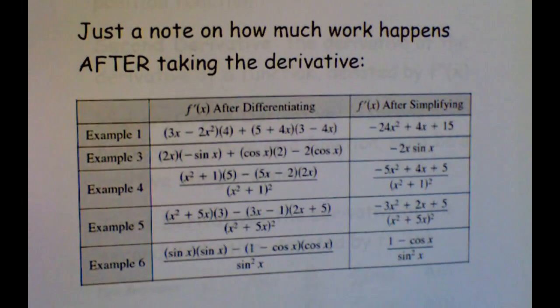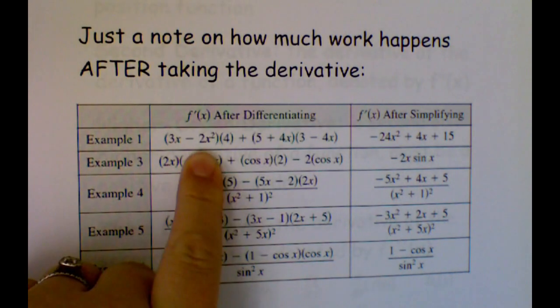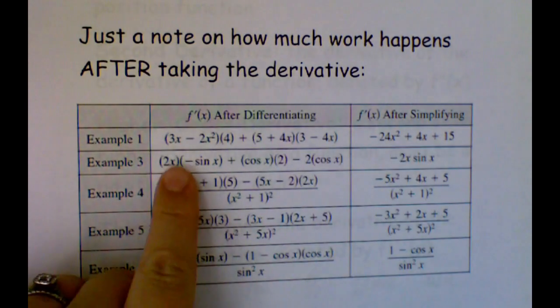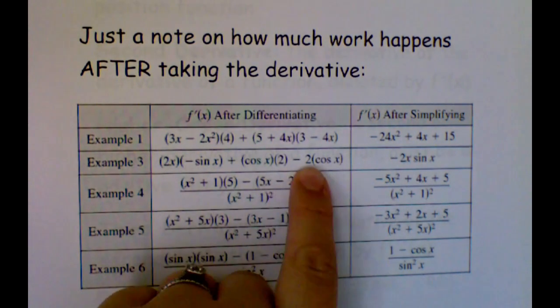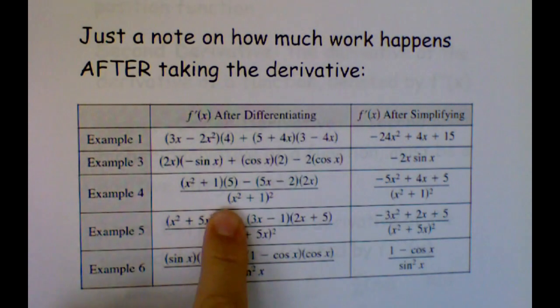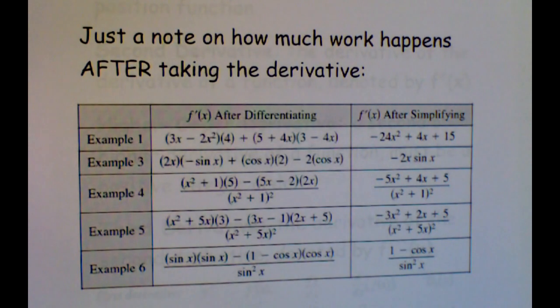So this is just a quick note about how much work happens after taking the derivative. In our first example, we took the derivative and then we had to do all the work to simplify it. In this example, we take the derivative real quick, but then we do all the work to simplify it. The derivatives aren't usually the hard part. It's the simplification that people run into their mistakes on.